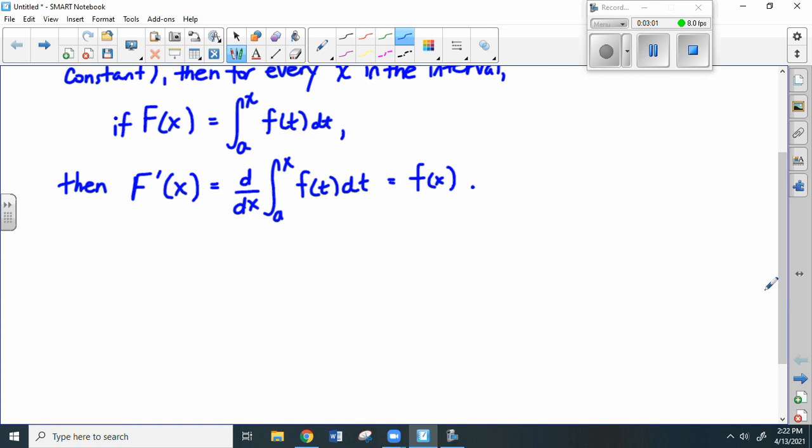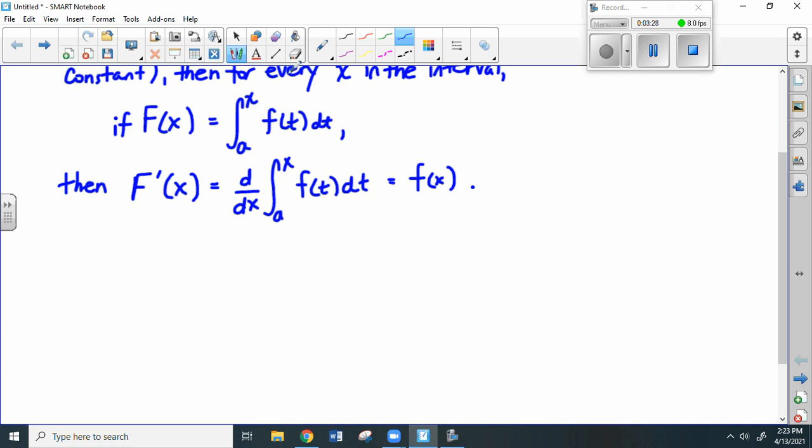Well, the big deal here is that it shows that integration and differentiation are inverses of each other. Differentiation and integration are the inverses of each other. That's the big thing.